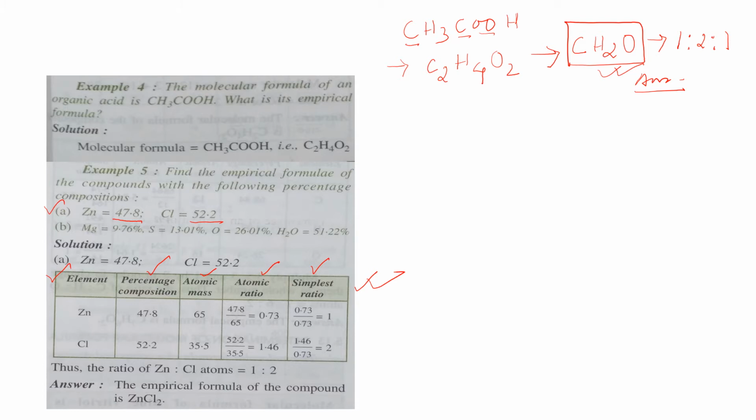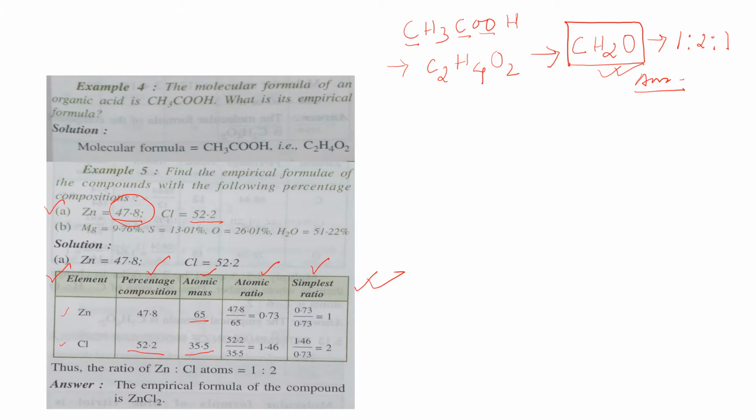So first I have written zinc is the element, chlorine is the element. Okay. Now the percentage of zinc is given 47.8. So I have written percentage composition for zinc is 47.8 and chlorine is 52.2. Now the atomic mass of zinc is 65 and atomic mass of chlorine is 35.5.